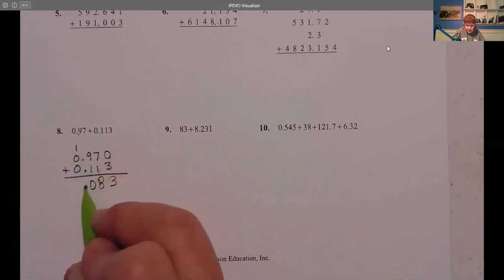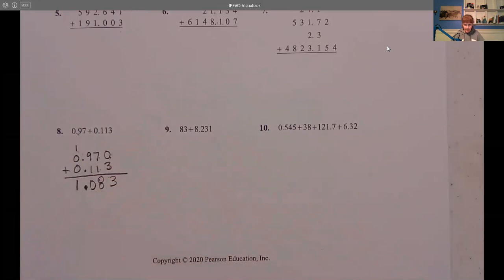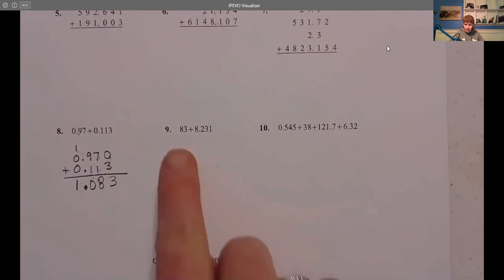You do bring the decimal down. So we actually ended up with 10 tenths, which is 1. So you bring it to the 1 spot. 10 tenths is 1. All right. So, just like I say, line up the decimals.